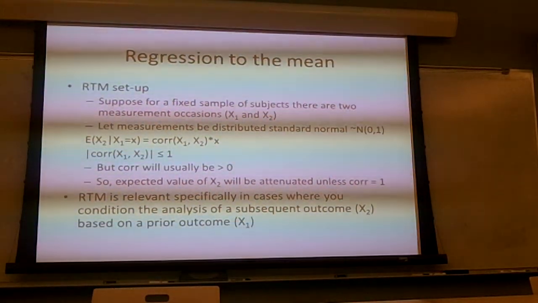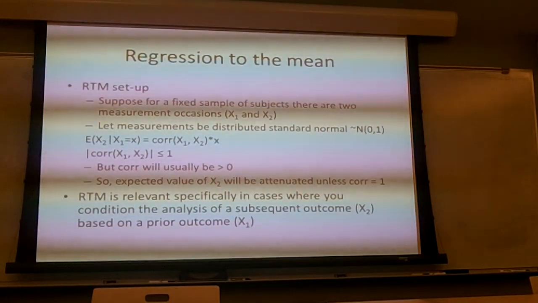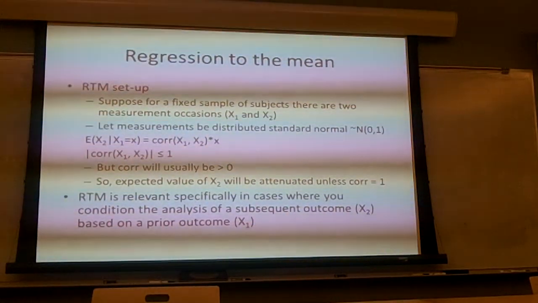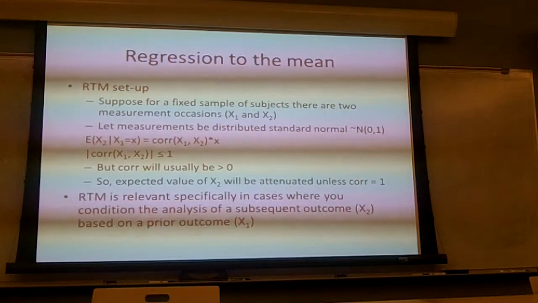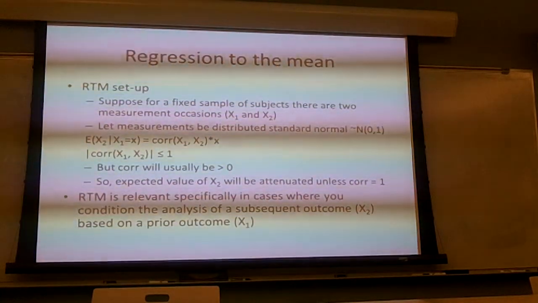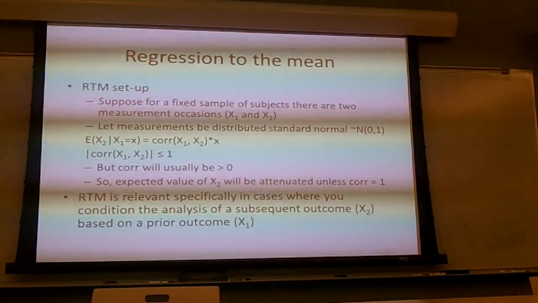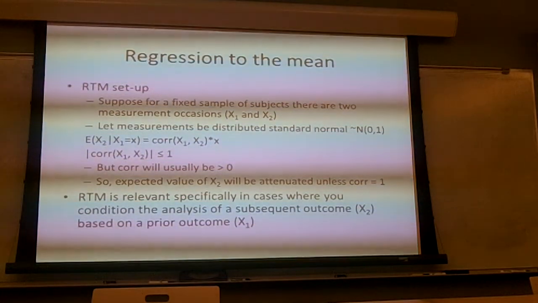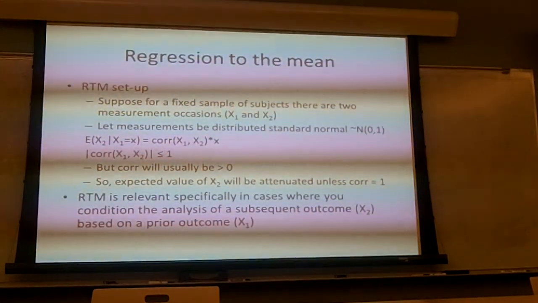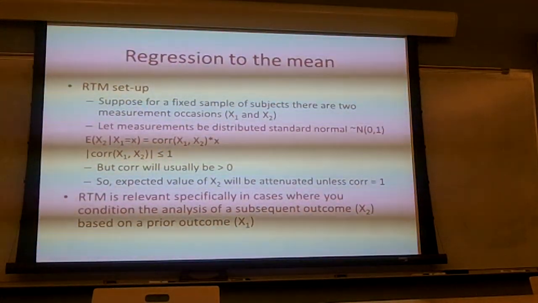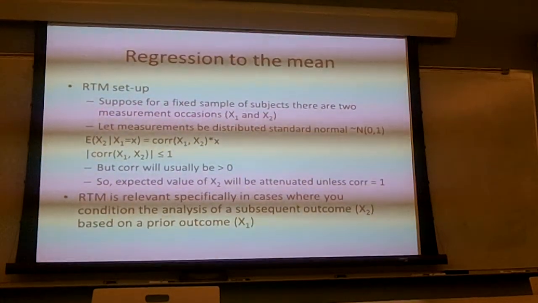Just for argument's sake, let these measurements be distributed standard normal, so they have a nice mean of 0 and a standard deviation of 1. You don't have to have your test metric in a standard normal format, but realize that it's trivial to convert any continuous variable into a standard normal distribution by subtracting the mean and dividing by the standard deviation.